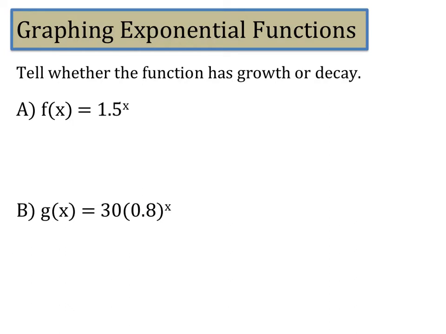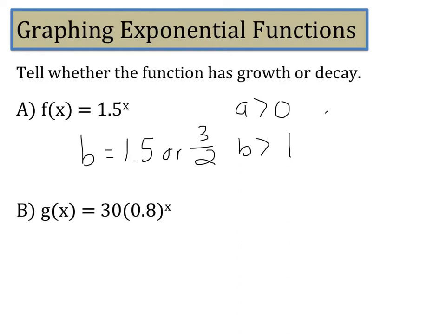Let's take a look at two functions and tell whether they have growth or decay. So in this first function, there is no a value, but the b value is 1.5, or we can think of it as 3 over 2. Now we know the definition of exponential growth is any function where a is greater than 0 and b is greater than 1. Here b is greater than 1, so we consider this growth.